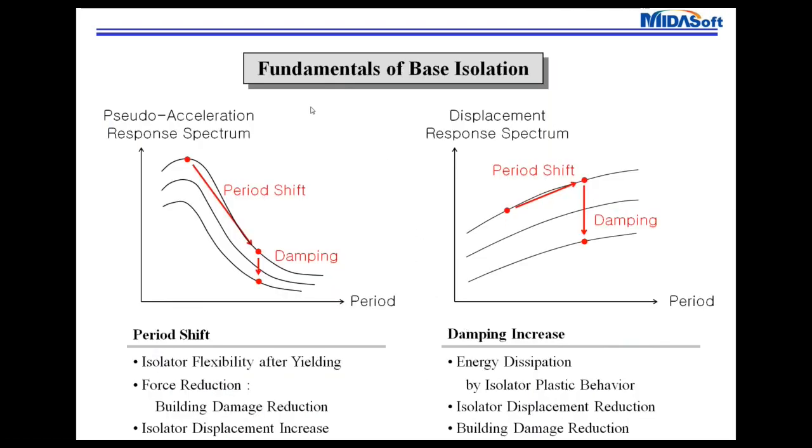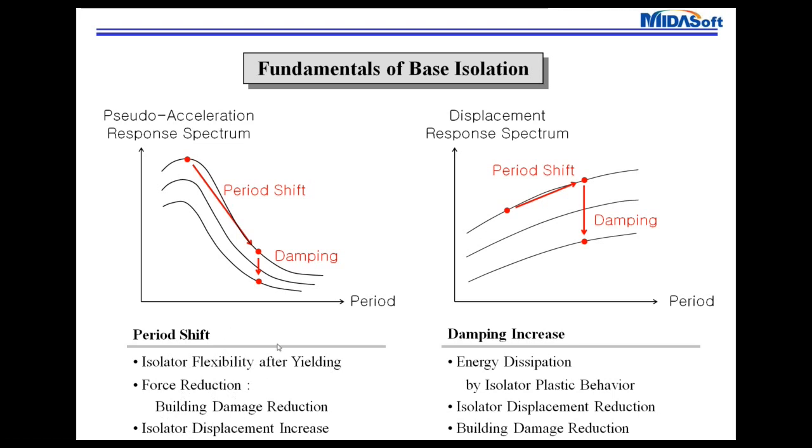Okay, so here we have a couple of graphs that illustrate the fundamentals of base isolation. As you can see, with pseudo-acceleration or the response spectrum method, you'll have a period shift here due to the damping. As the period increases, you can see a major shift here in the damping. So the main points to remember are isolator flexibility after yielding, force reduction, building damage reduction, and isolator displacement increases.